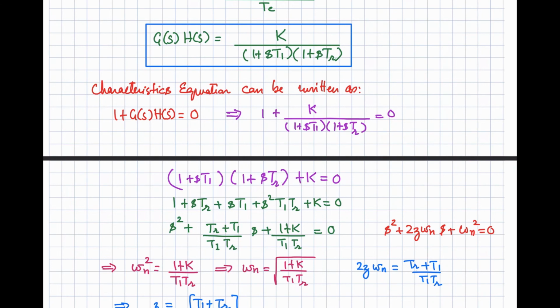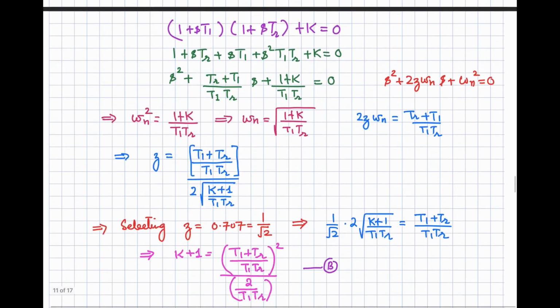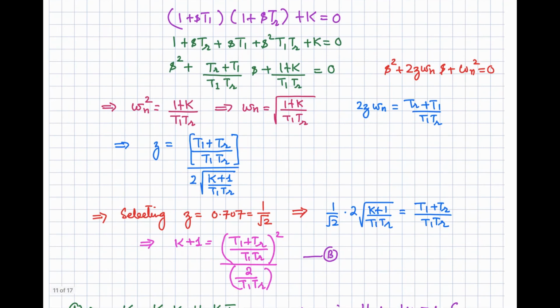And if we multiply, we will get this equation, and rearranging it in the standard second order equation, that is this one, we will get this equation. So by comparison, we can find out the natural frequency and the damping of this system. The natural frequency will be obtained by the comparison of these two. So omega n square is equal to (1 plus K) divided by T1 TR. So from here we can say omega n is given by this equation. And then if we compare this with 2 zeta omega n, we get this equation.